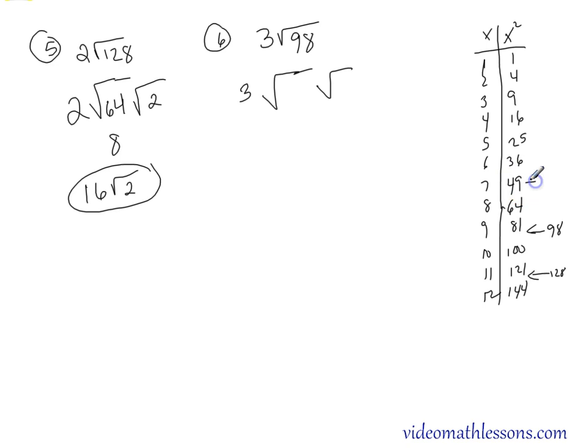Working with the chart, hopefully 49 jumps out at you. So it's 49 and a 2. Square root of 49 is 7. And then remember, this is all hooked up by multiplying. 3 times 7 times rad 2 is 21 radical 2. Well, that's all old stuff.